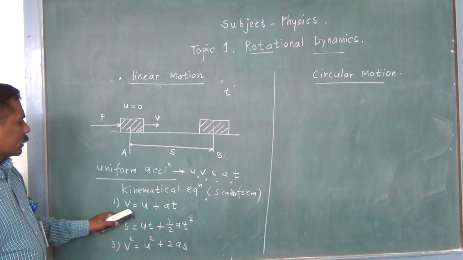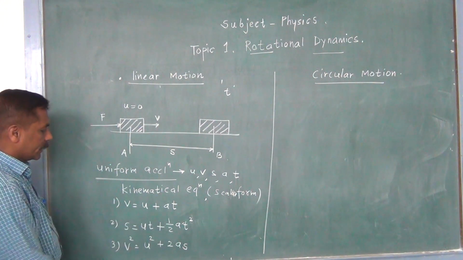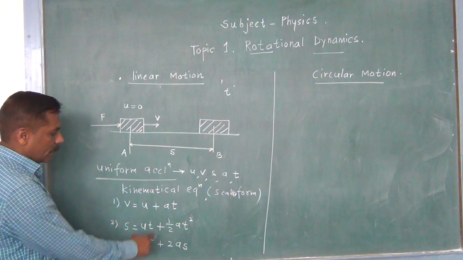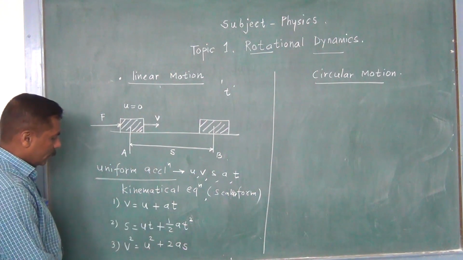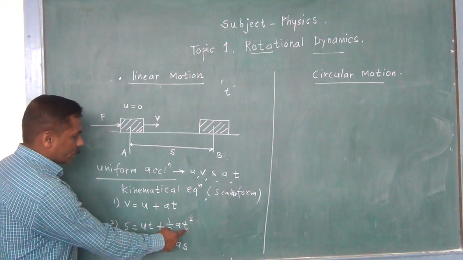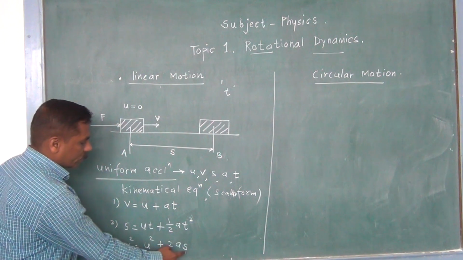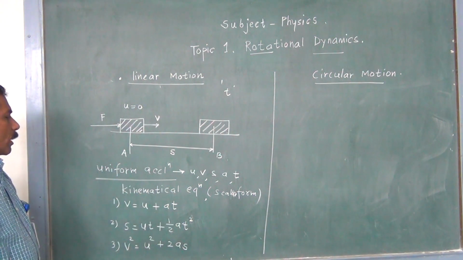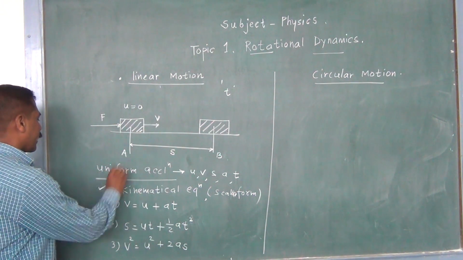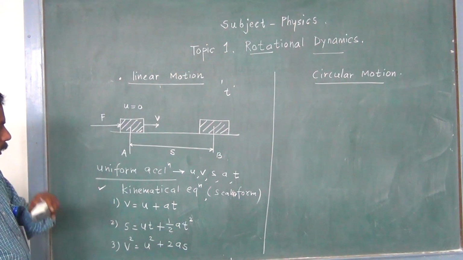So you will find these are the different relations. Here v is the final velocity, u is the initial velocity, a is acceleration, t is time. s is the displacement. So already you have seen all these kinematical equations that are related to the linear motion.